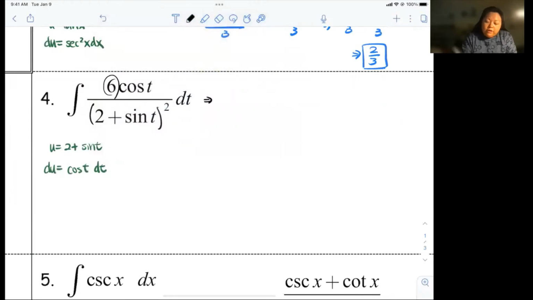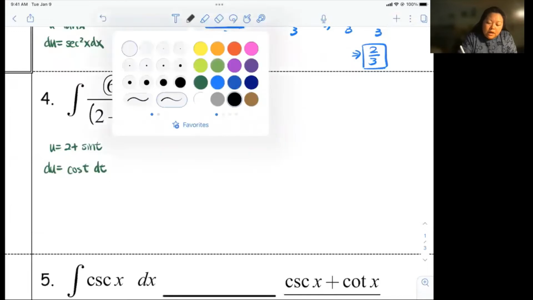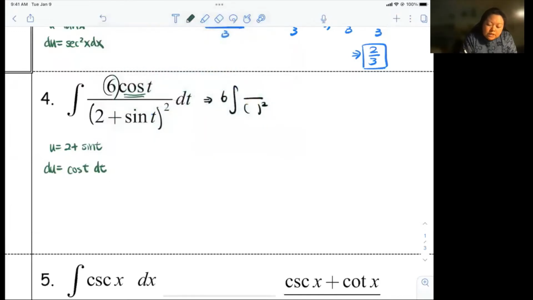The 6 is a coefficient. I'm going to put the 6 outside, right? And then the top, the cosine t dt gets replaced by du. 2 plus sine t gets replaced by u. This is definitely clean and doable. So this becomes 6 integral u to negative 2 du, right?